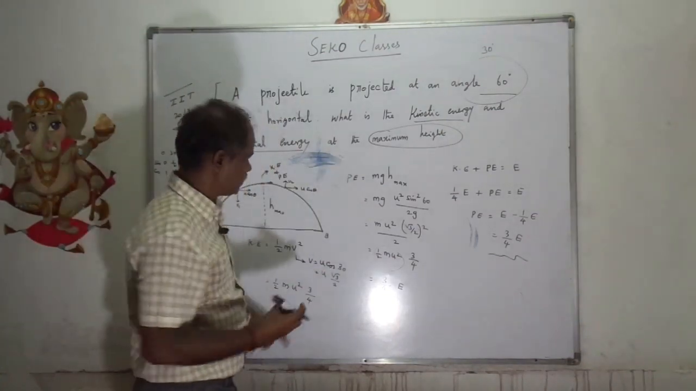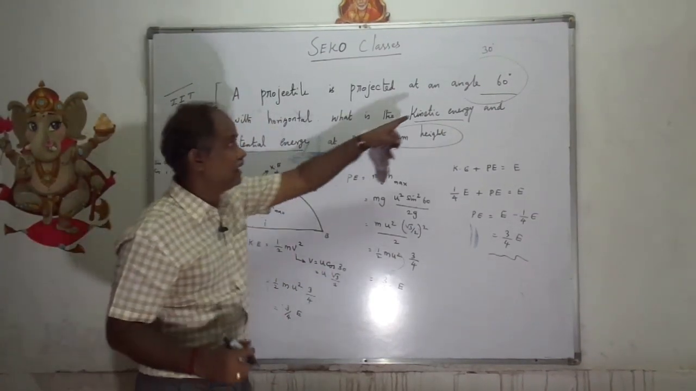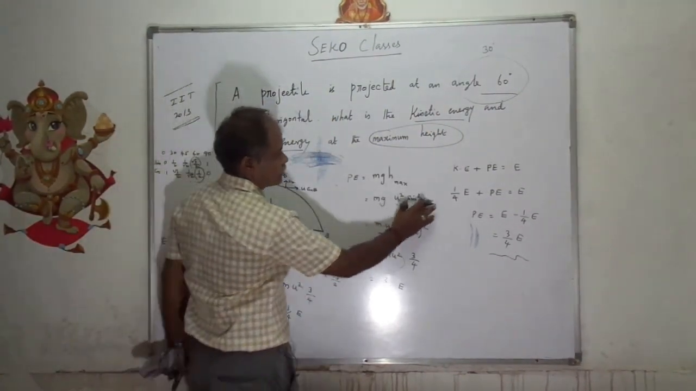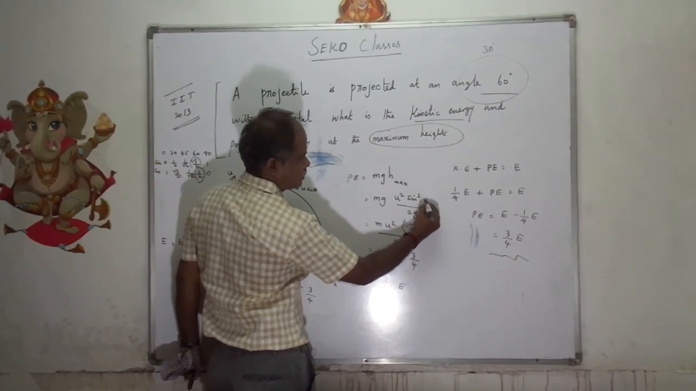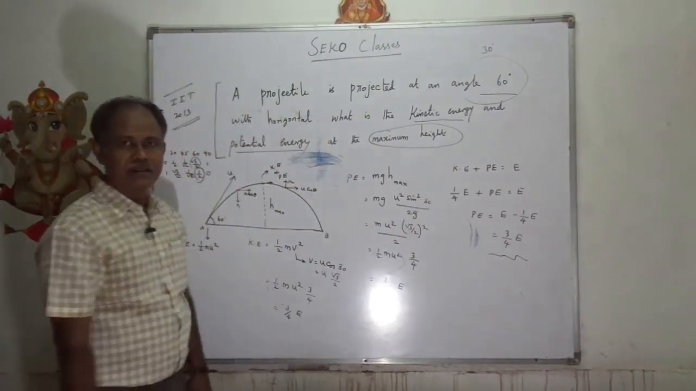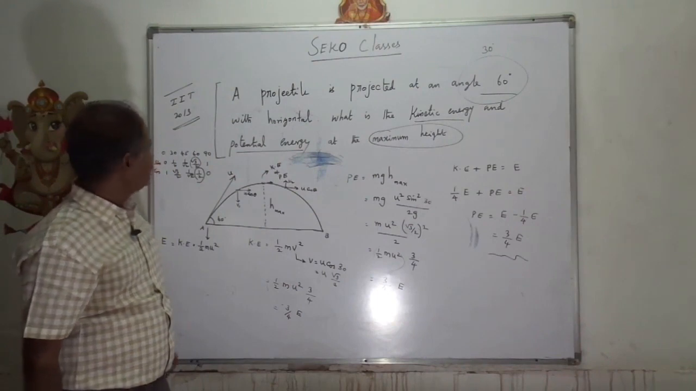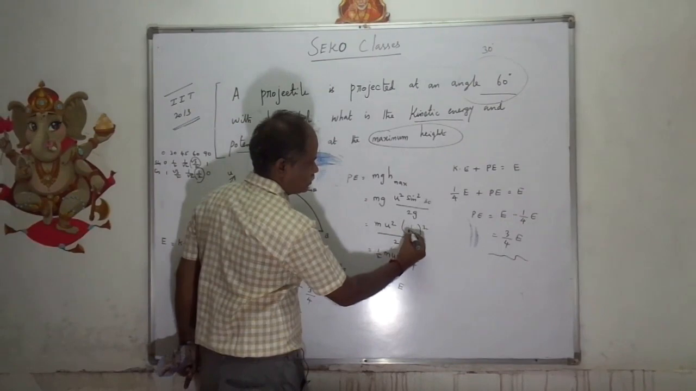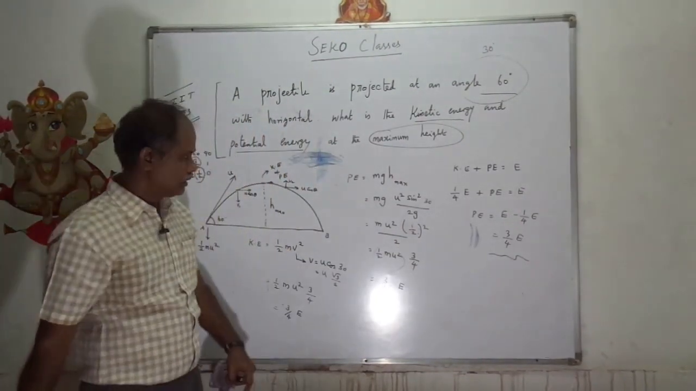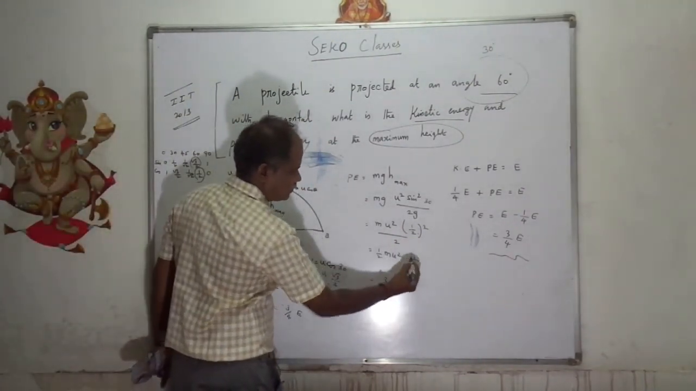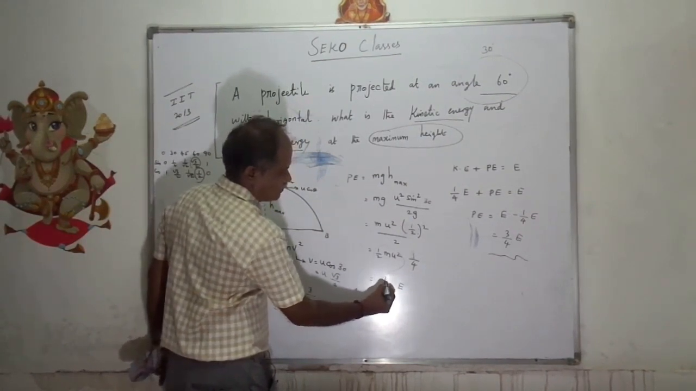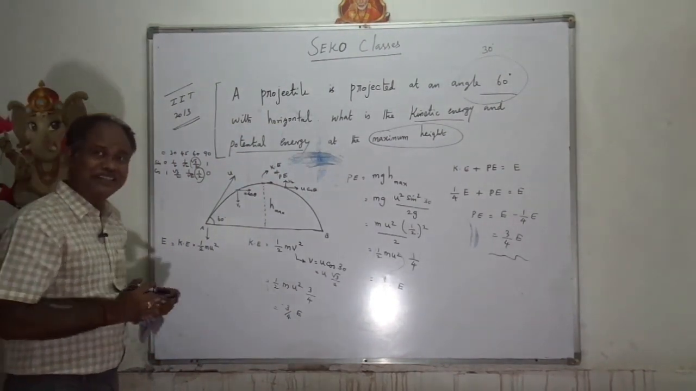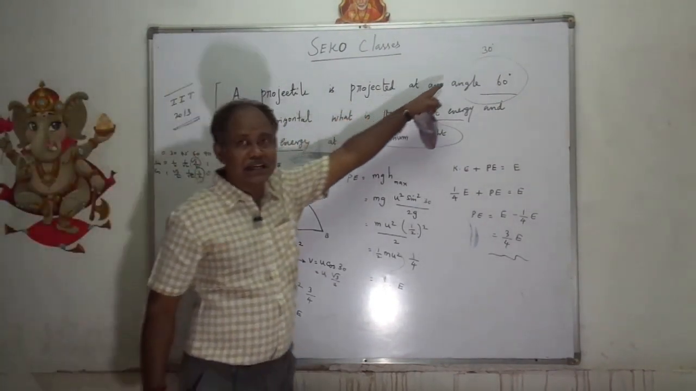Then what about the potential energy at its maximum height when the angle is changed to 30 degree? This was for 60, and 60 changes to 30. Then sine 30 is 1 by 2, so its value is 1 by 4th of the total energy. It's a very simple technique. Only thing is, you change the angle.